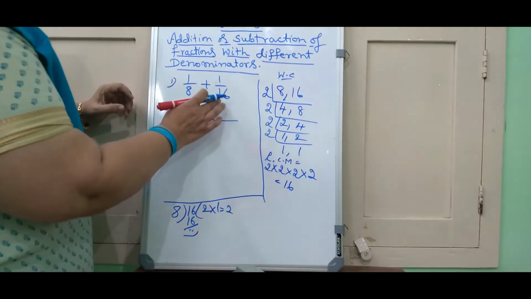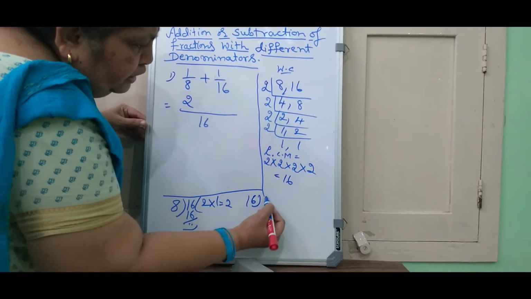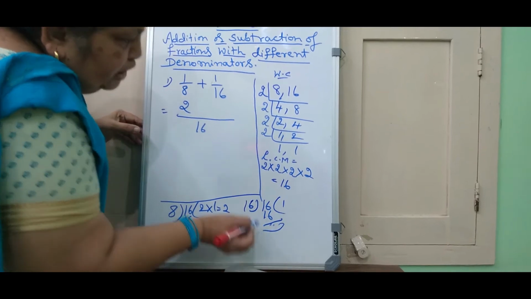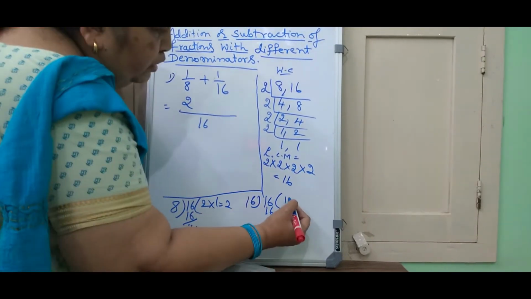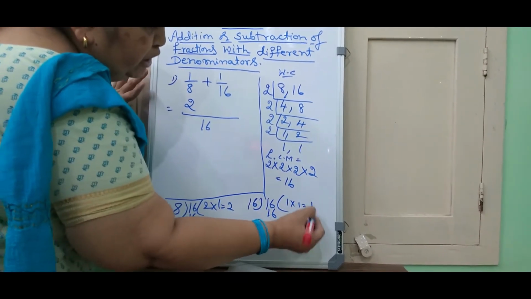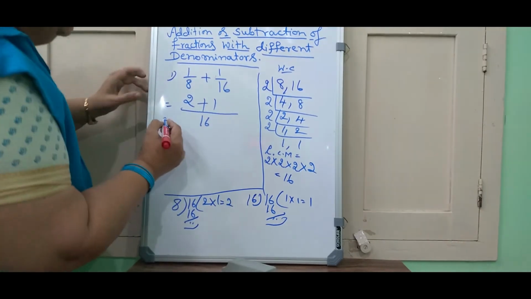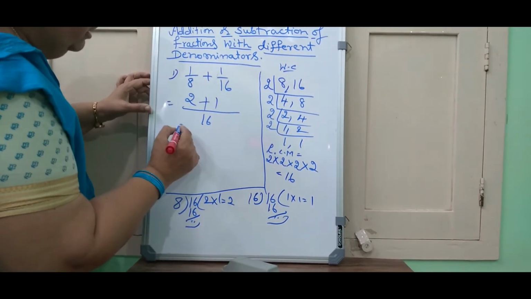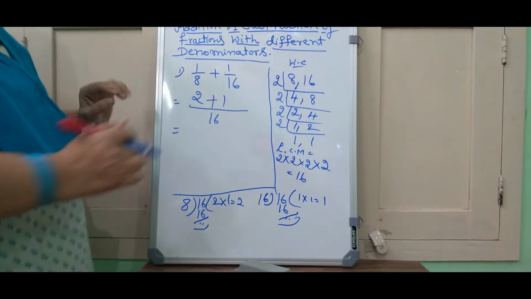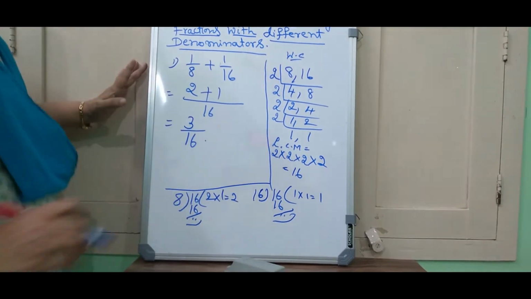Again let us consider the denominator of the second fraction, 16, and this LCM is also 16. So 16 1s are 16, so again 1 into this number, the numerator I am writing here, 1 1s are 1 only. So this will be 1. So 2 plus 1. Now let us add these numerators. 2 plus 1, that is 3 by 16.